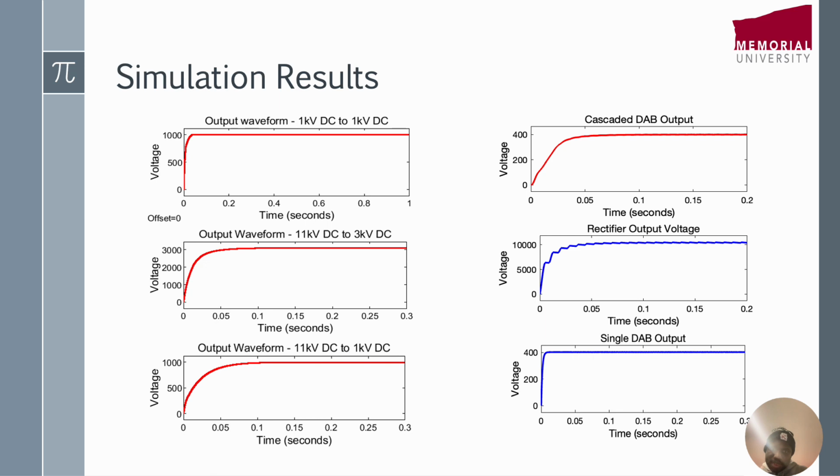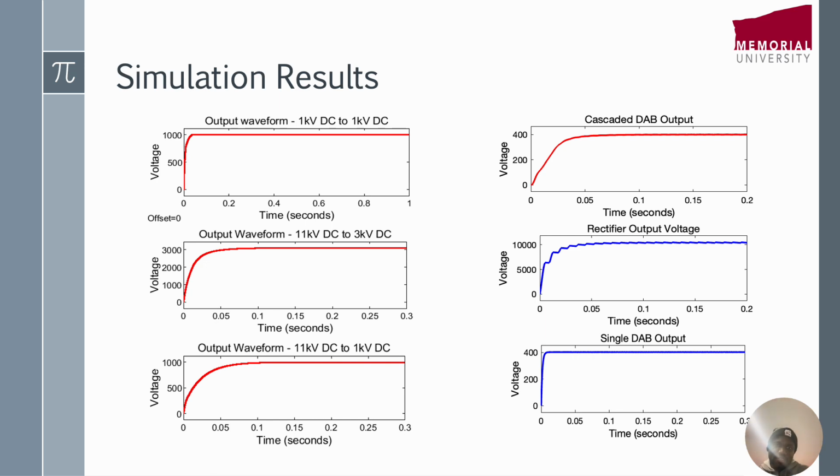We connected the secondary side in parallel, whilst we connected the primary side in series, and we are able to get our 11 kV on the secondary side, and then maintained the primary side. We were able to get 11 kV on the primary side, and then maintained the secondary side at 1 kV.